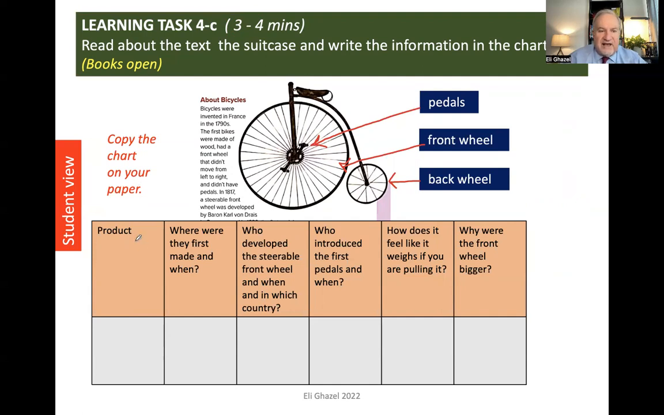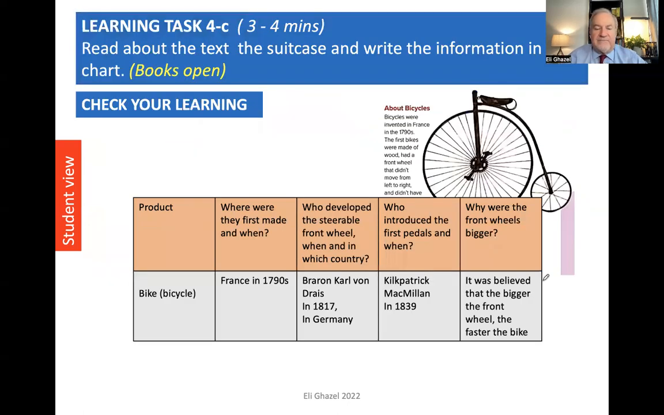And after they're reading, what's the name of the product? Where was it made? Who developed it? Who introduced the first pedals? Why was the front wheel bigger than the back wheel? And you ask them to open their books, check their learning, and of course you can give them the feedback. So which is better as feedback? The teacher talking to the whole class, or the students reading and comparing their answers with what they see?